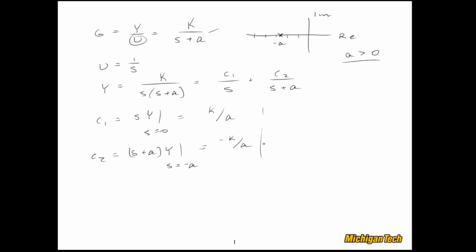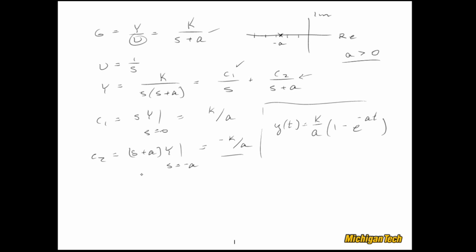So I can write out the solution now. We have y of t is equal to k over a step, so that gives me a 1, minus this piece, which would be e to the -at. Beautiful.